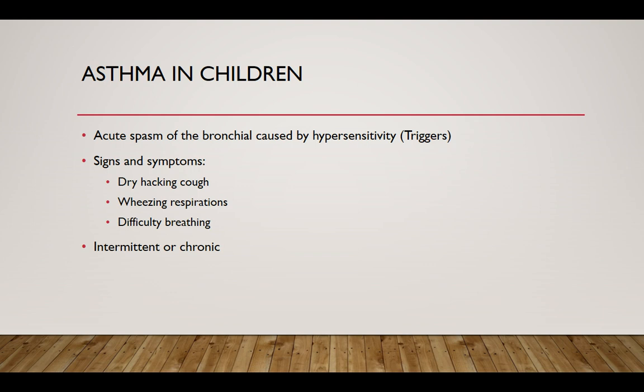Asthma in children. Acute spasms of the bronchioles caused by a hypersensitivity or a trigger. Signs and symptoms: dry, hacky cough, wheezing respirations, and difficulty breathing. Intermittent or chronic. Diagnosis made by history and physical examination. Listen to the breathing. Wheezing in all fields with mucus production. Pulmonary function tests indicate the amount of obstruction that has occurred.